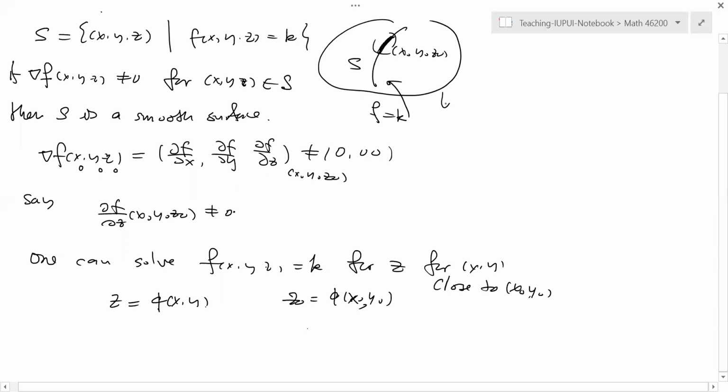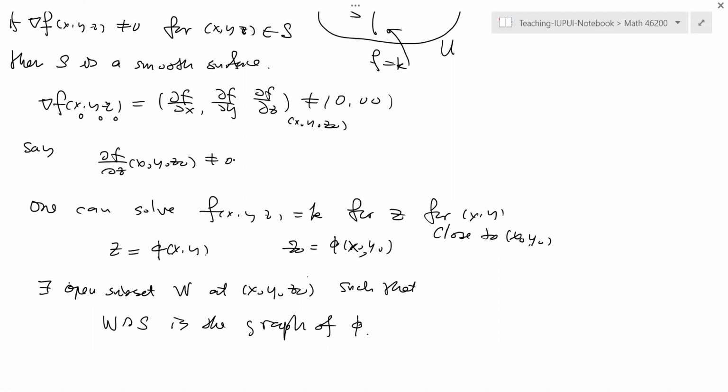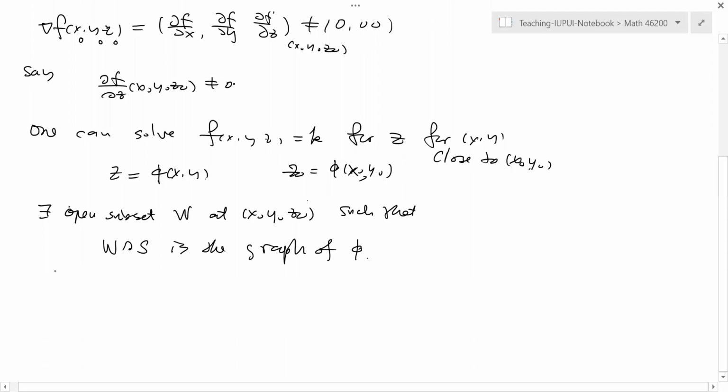This is an open set, but then there's a small open set we call W. So in other words, there's an open set W such that the surface is the graph of phi. So the level surface actually consists of graphs of some functions. And if the partial derivative with respect to x is not 0, you can solve for x in terms of y, z. So that's the idea.